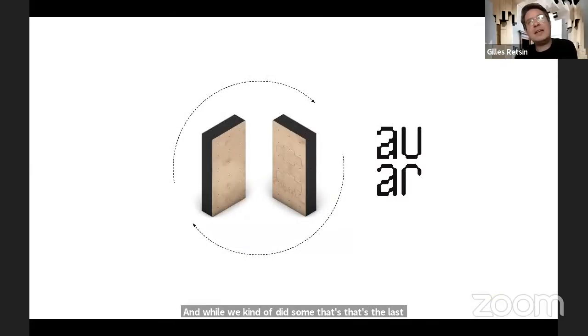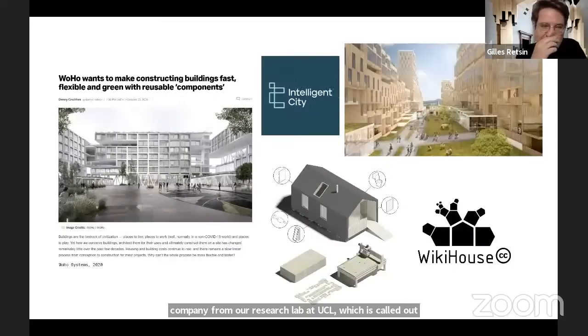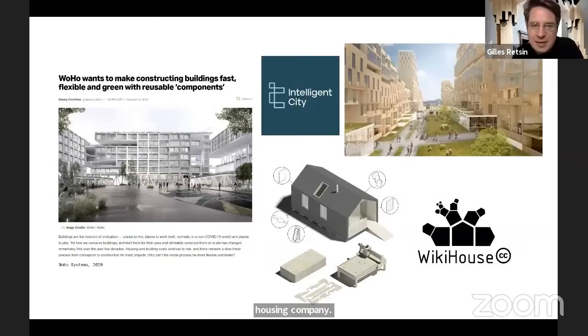And the last thing that I want to talk about is that, in response to those questions of platform economy and digital economy, we recently spun out a company from our research lab at UCL, which is called Our. And Our really is very ambitiously a housing company. We want to change the way that housing is built today.